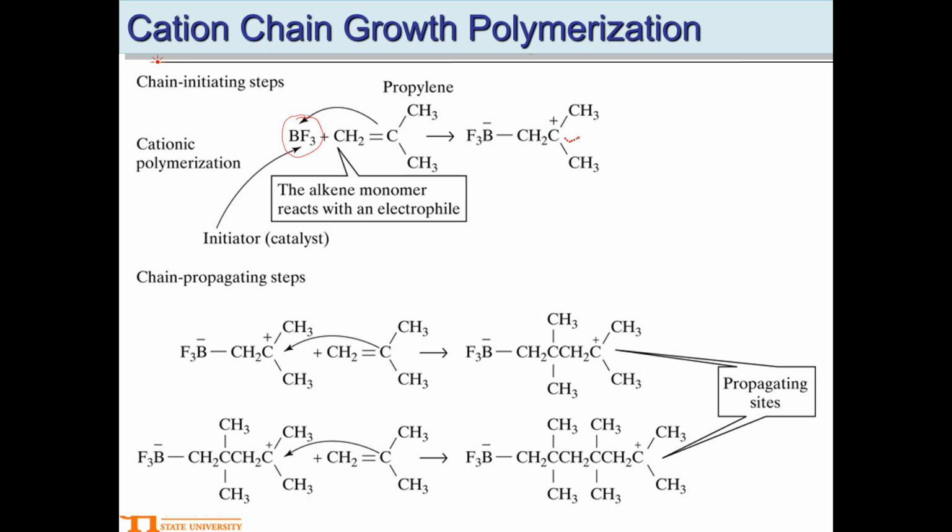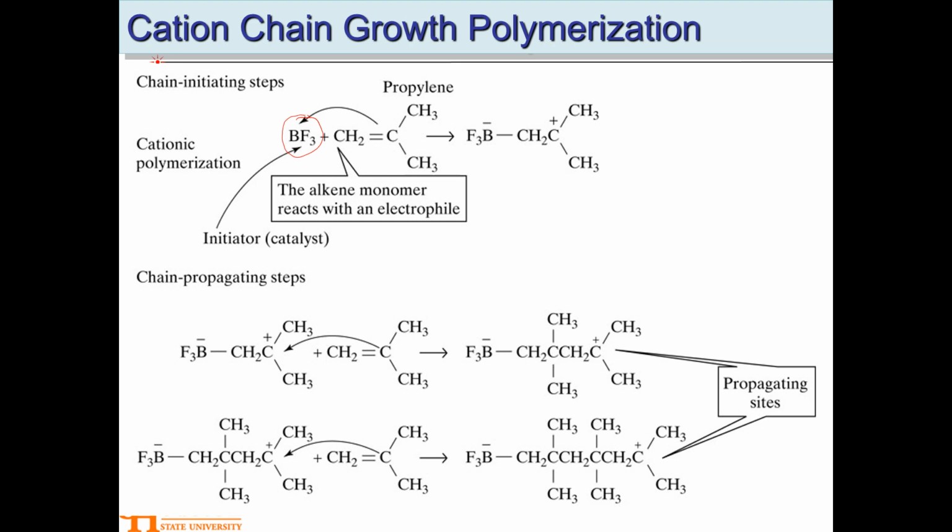But then another set of electrons sees that cation and makes a bond. And so then we've grown that polymer. Now we have two monomers and a cation. And so this can grow, grow, grow. And so that would be then chain propagation. You just keep adding double bonded monomers to that cation, and the cation keeps hopping down the chain. So that's cation chain growth polymerization.